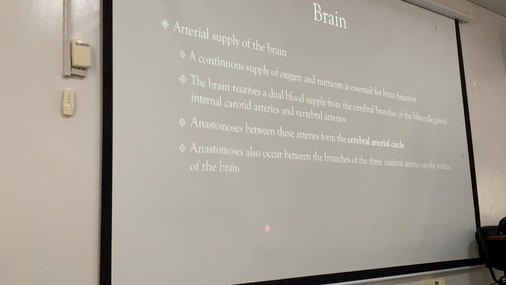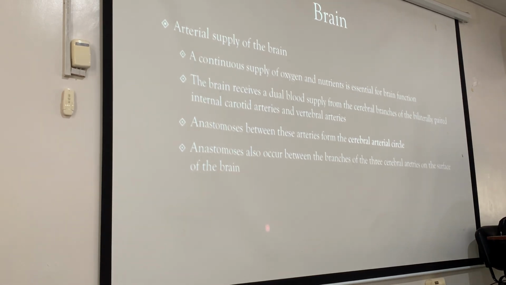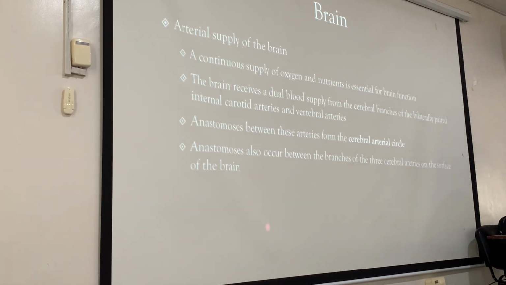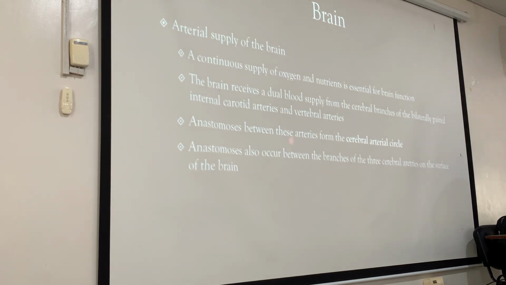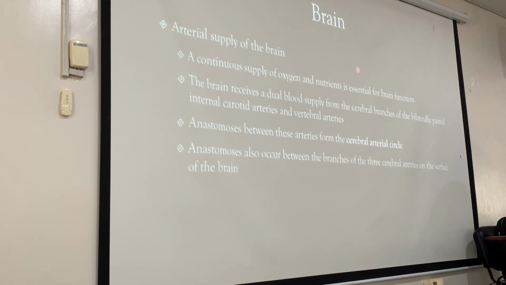Okay, arterial supply. Where does the brain get its nutrients and its oxygen? So a continuous supply of oxygen and nutrients is essential for brain function. So our nerve cells or neurons are continually sending signals when we want our muscles to move, or we are sensing things from the environment. So our neurons are always needing oxygen for ATP and needing glucose in order for them to function.